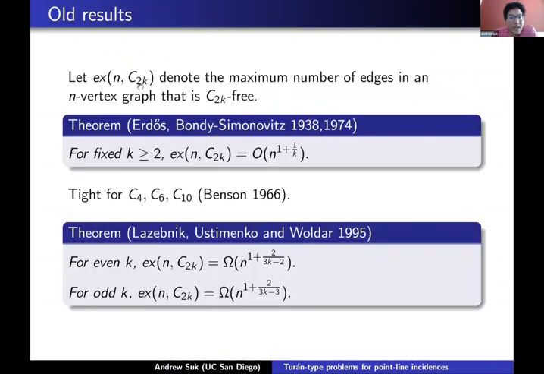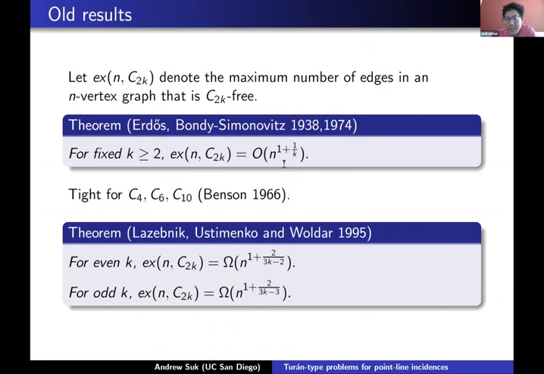And so if we let this extremal number denote the maximum number of edges in an n-vertex graph that is C_2k-free, then it's a classic result of Erdős, Simonovits, and Bondy that this extremal number is at most n to the 1 plus 1 over k. And interestingly, this upper bound is known to be tight for cycles of length 4, 6, and 10.